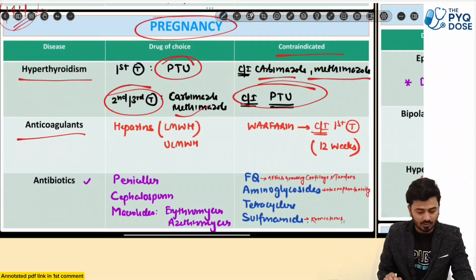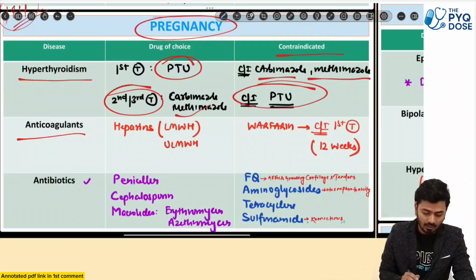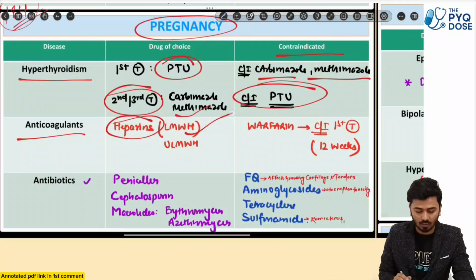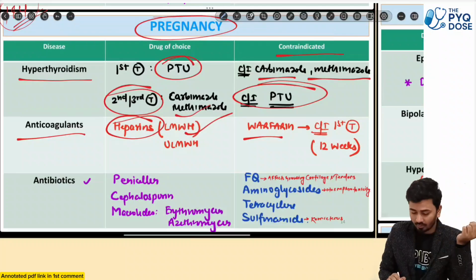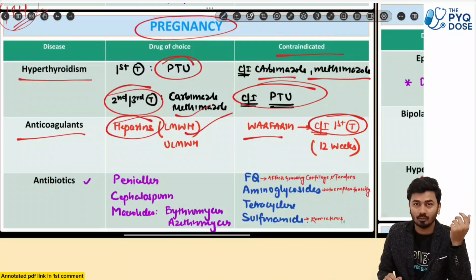In anticoagulants, this question has been repeated numerous times. In anticoagulants, the drug of choice in pregnancy is heparin, that is low molecular weight heparin. Among the contraindications in pregnancy, you cannot use warfarin. This is contraindicated in the first trimester, up to 12 weeks.